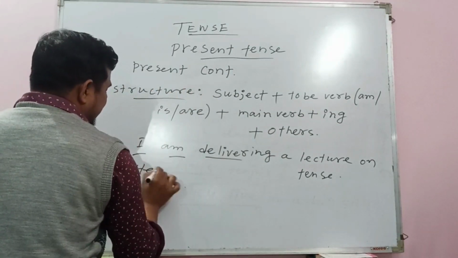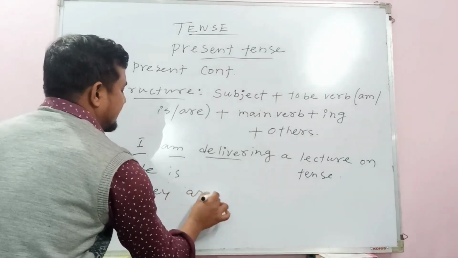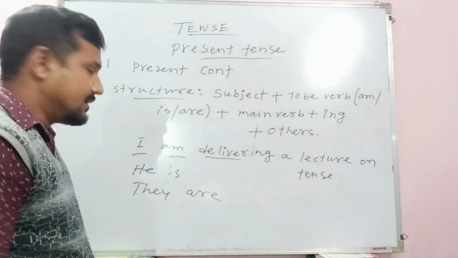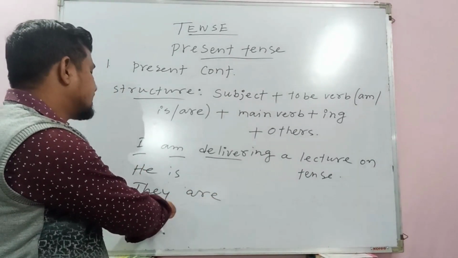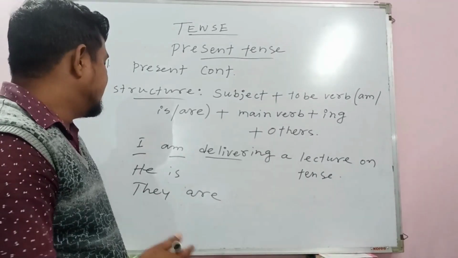If I write he, is will be there. If I write they, are will be there. Be verb are will be there, because they is third person in plural number, so are will be added with this.